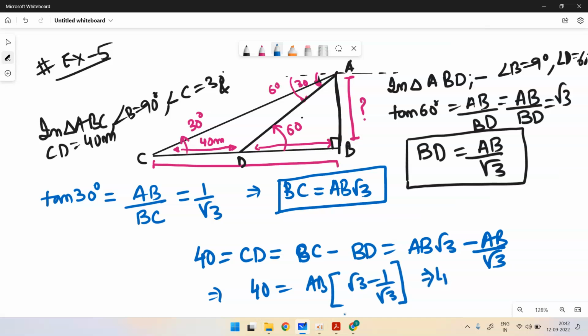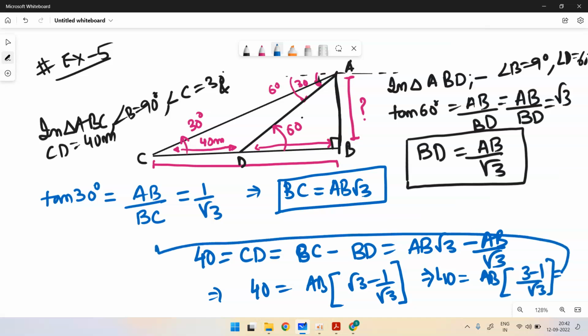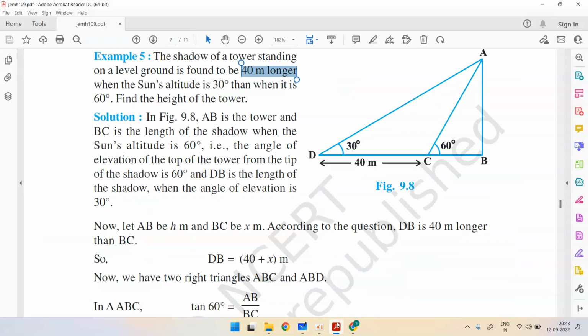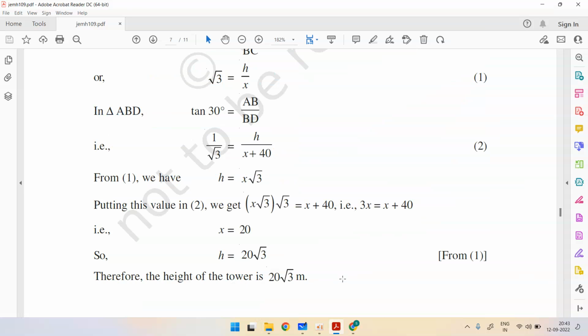Minus 40 equal to AB, and if you take the LCM, this is 3 minus 1 by root 3. Now if you directly come from here to here to save the space, so this is 40 equal to AB into 2 by root 3. So this 2 and this 40: 2 into 20 is 40. So this AB is nothing but 20 root 3 meters, which is the height of the building, or the tower. So this is 20 root 3 meters.